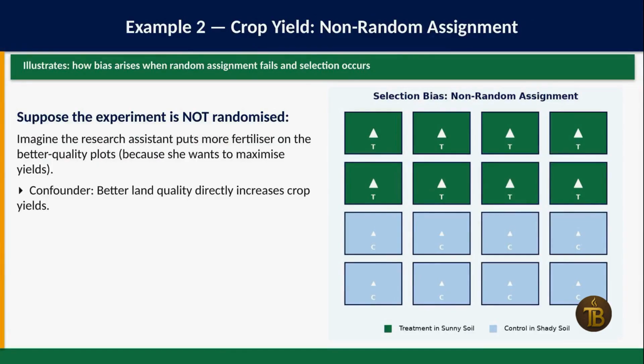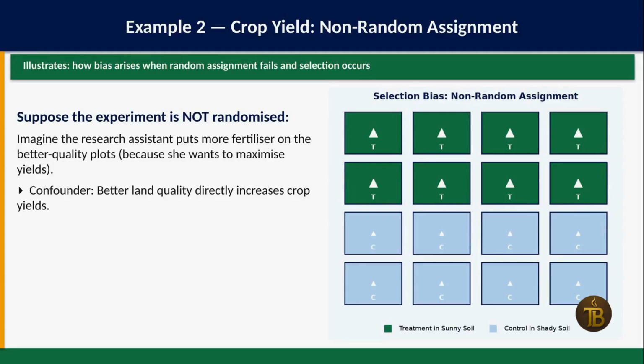Now let's see what happens when that randomization breaks down. Suppose the research assistant isn't randomizing at all. She puts more fertilizer on the plots that already have better land, hoping to maximize yield. Here, better land quality is a confounder.